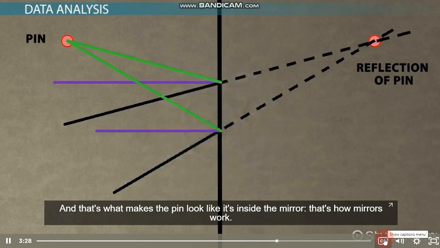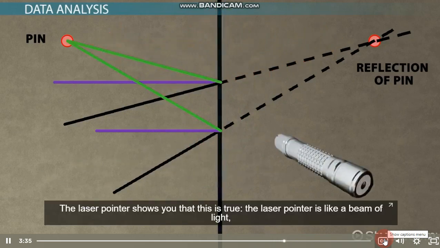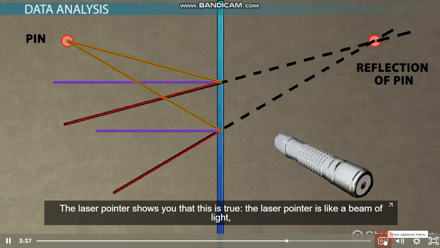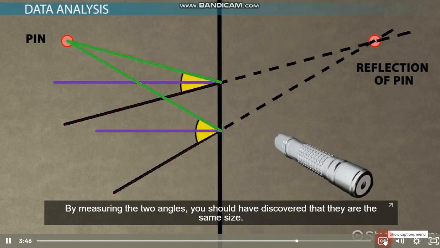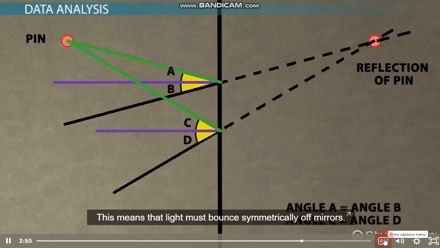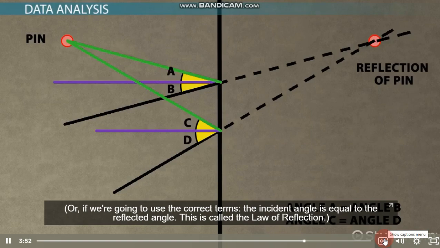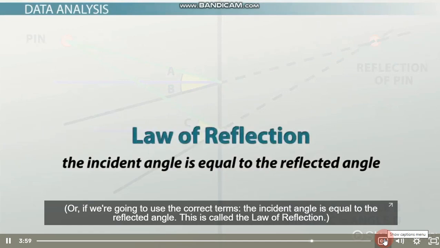That's how mirrors work. The object appears to be behind the mirror, opposite where the pin actually is. The laser pointer shows you that this is true. The laser pointer is like a beam of light, so you can see exactly how it moves when it hits the mirror. In fact, you can go further than that. By measuring the 2 angles, you should have discovered that they are the same size. This means that light must bounce symmetrically off mirrors. Or, if we're going to use the correct terms, the incident angle is equal to the reflected angle. This is called the law of reflection.